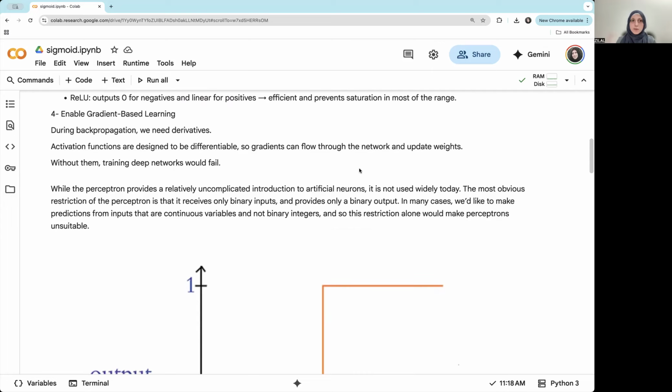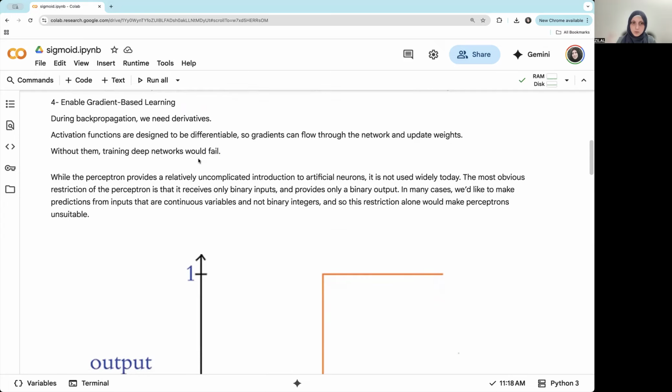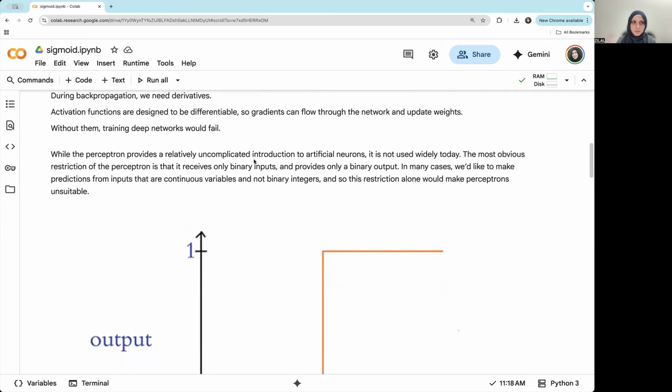To enable gradient-based learning, during backpropagation, we need derivatives. Activation functions are designed to be differentiable, so gradients can flow through the network and update weights. Without them, training deep learning networks would fail.